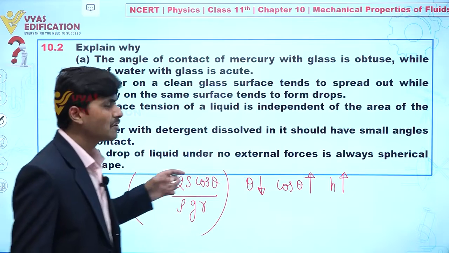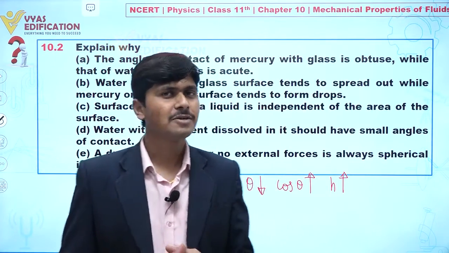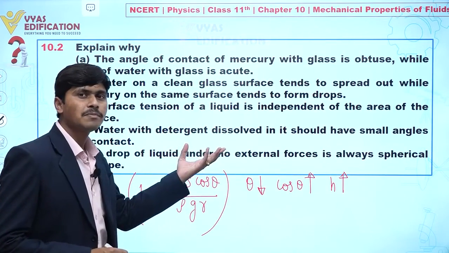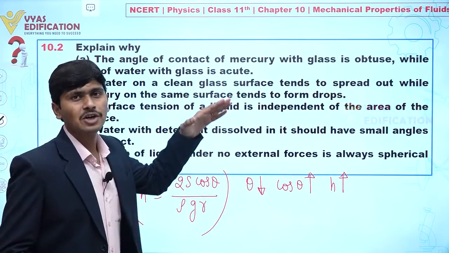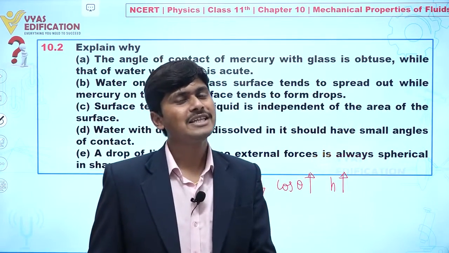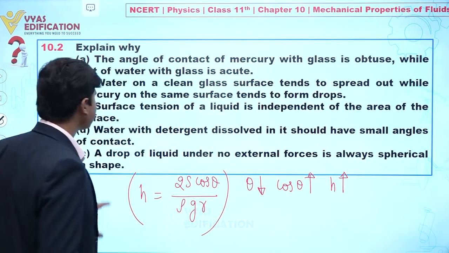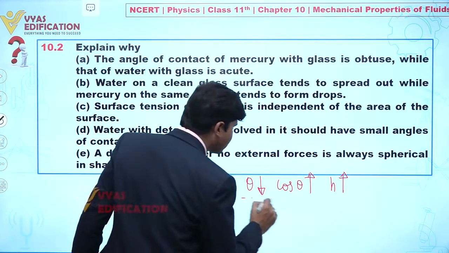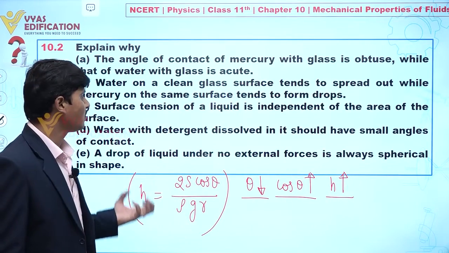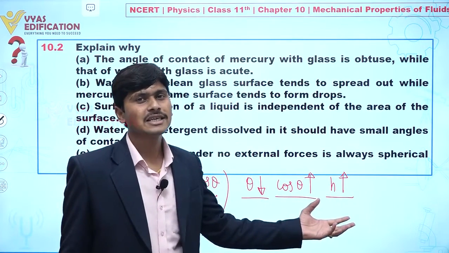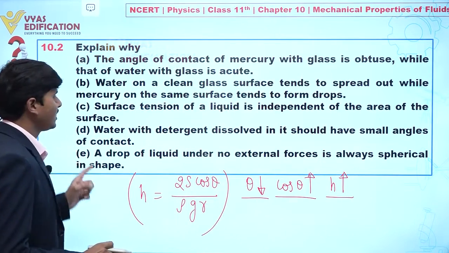So what is the purpose of detergent? The purpose of detergent is to decrease surface tension, so that it may move to a certain height. So the height of the liquid column increases, and this will remove dirt from that particular hole. It is very clear that if theta is less, cos theta is more, and the height of the liquid column of the detergent will be more, so it can remove dirt more effectively. So this is all about part D.